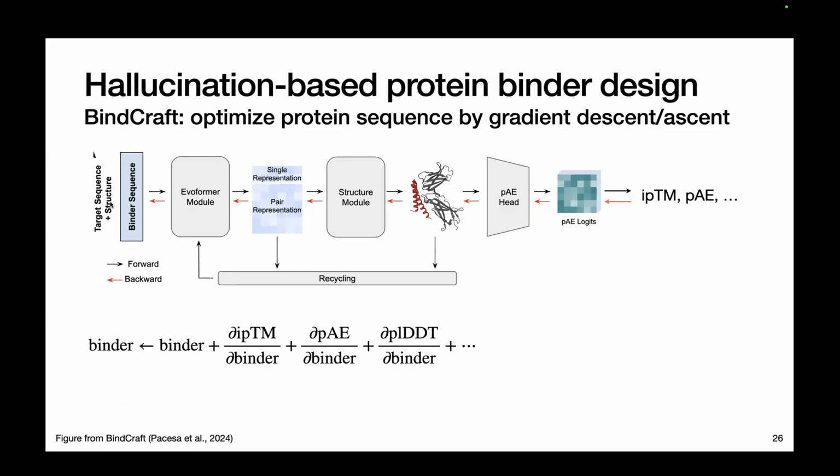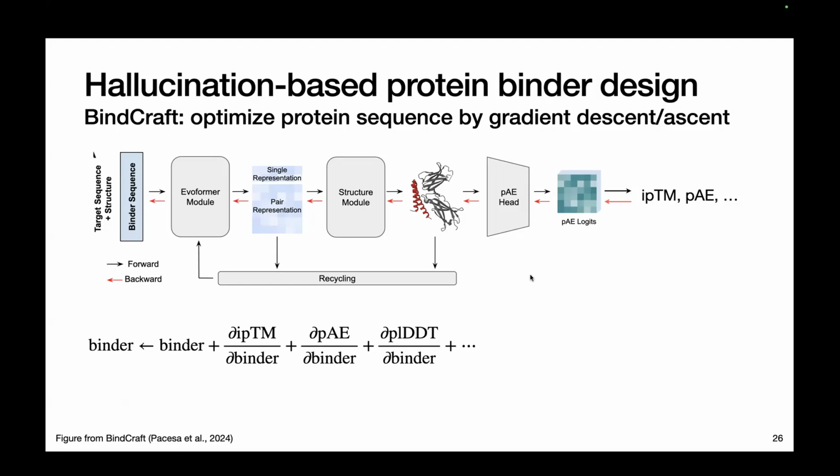And you can feed your target sequence and its structure along with the binder sequence. You feed that into the AlphaFold 2 model, pass through its Evoformer, and you try to predict the structure and predict the confidence of the predicted structure, right? And these confidence scores include IPTM, PAE, or pLDDT, etc., right?